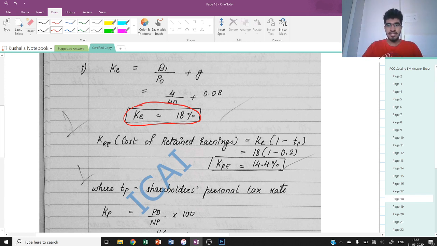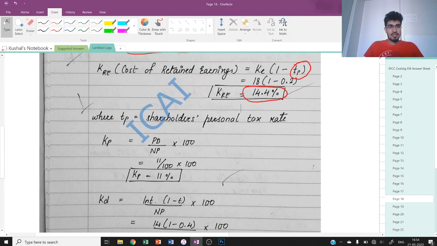Cost of equity into 1 minus TP, which is nothing but shareholders' personal tax rate. Okay, this is very important. This is the personal tax rate of the shareholders, which is 20%. So remember that the retained earnings are nothing but the earnings of the shareholders. They would get this in the form of dividend or selling their security. Once they get the dividend or security, the personal tax applicable to the shareholders is 20%. Therefore, they would be paying 20% to the government, and the cost of retained earnings for them would be cost of equity into 1 minus 20%, which is cost of equity into 80%. So the cost of reserves for them would be 14.4%.